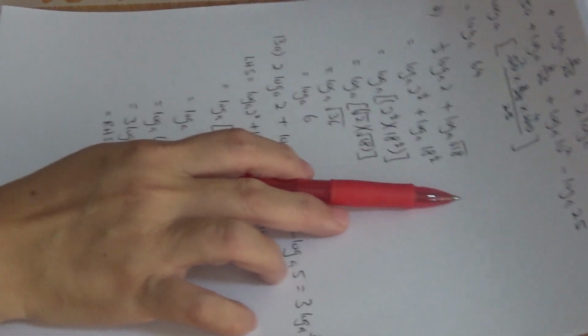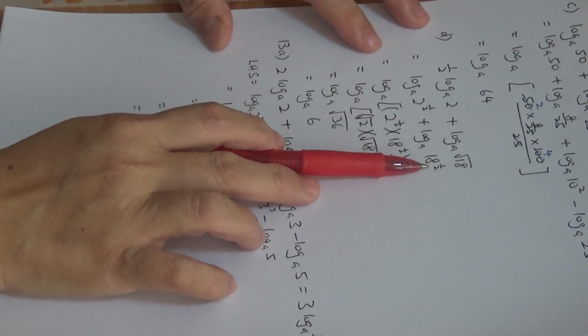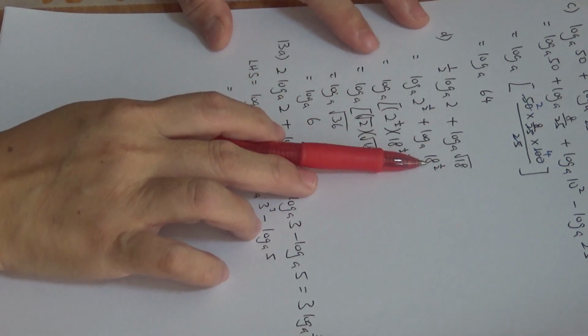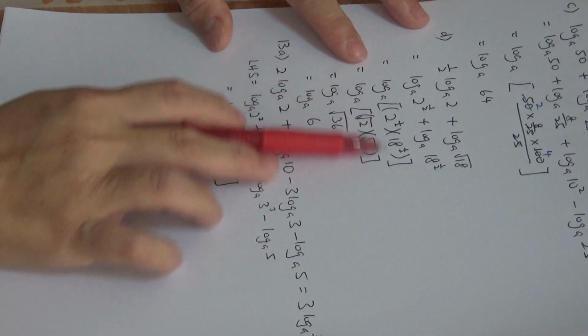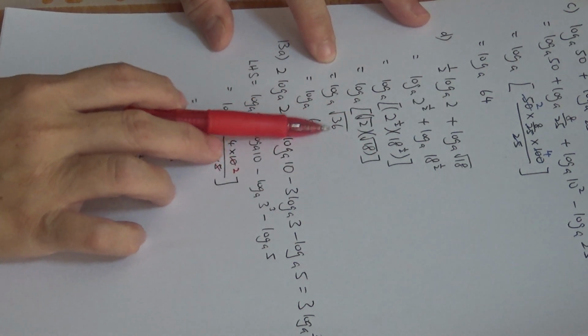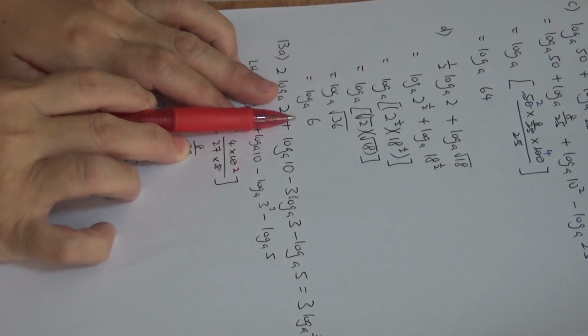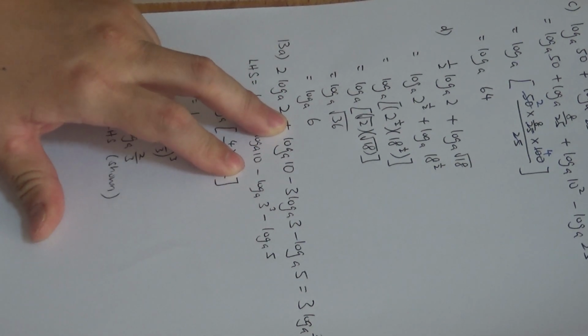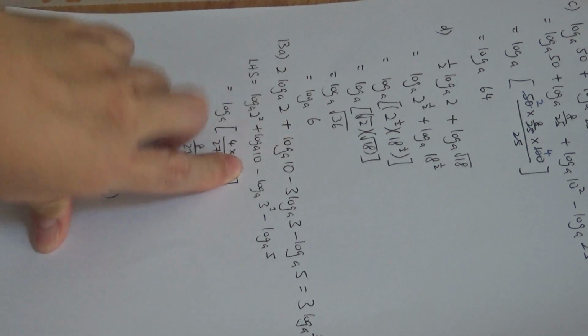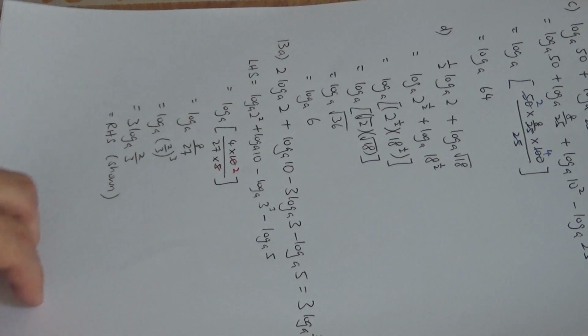Okay, now for part D, same thing. I bring in the powers here and then square root means half. I simplify. Square root of 36 is just 6. So I will get log A 6 for the answer.